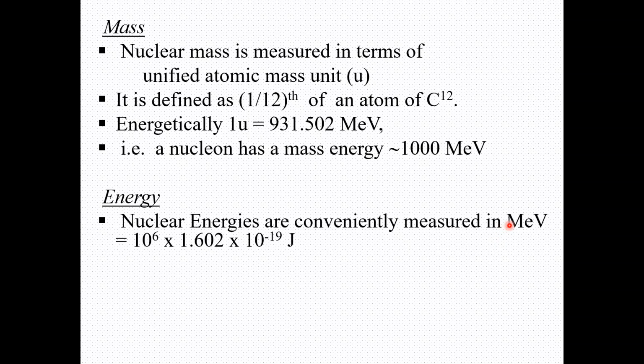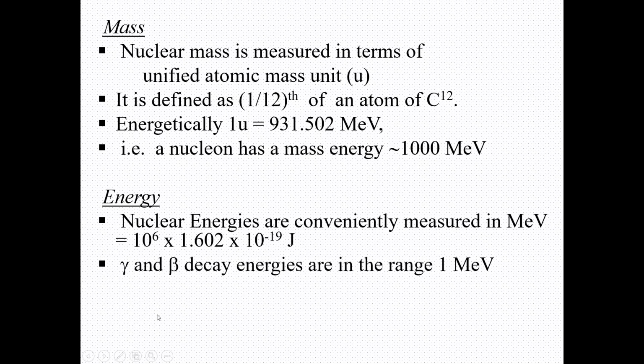That is, we have to multiply the electron volt. 1 electron volt is equal to 1.602 into 10 raised to the power minus 19 joule, and M stands for 10 raised to the power 6, that is million. So 1 mega electron volt is equal to 10 raised to the power 6 into 1.602 into 10 raised to the power minus 19 joule. This is the equivalence of mega electron volts in terms of the energy unit that we call joule.